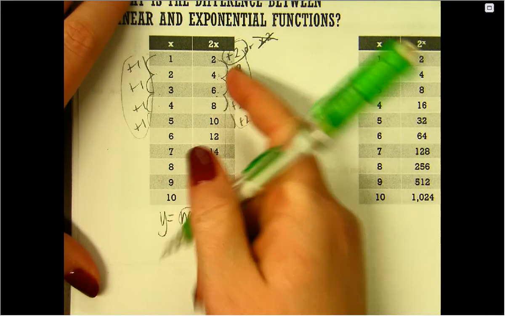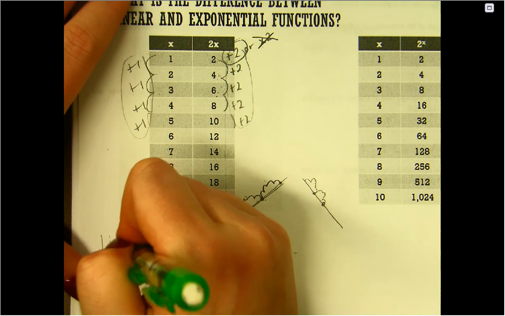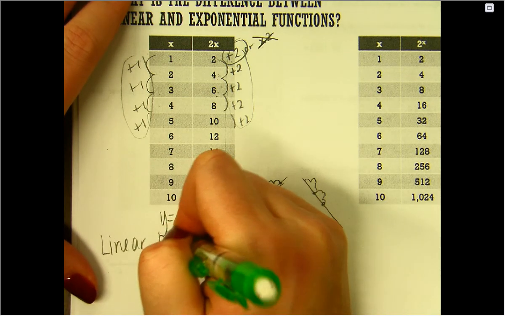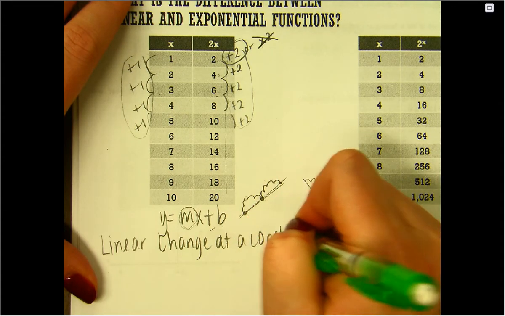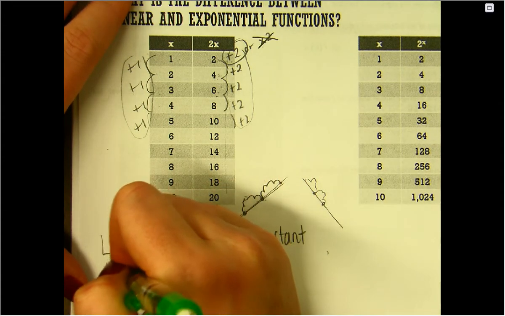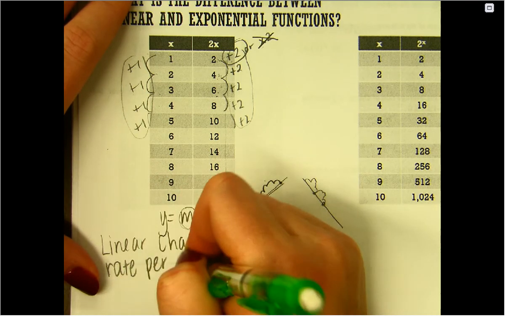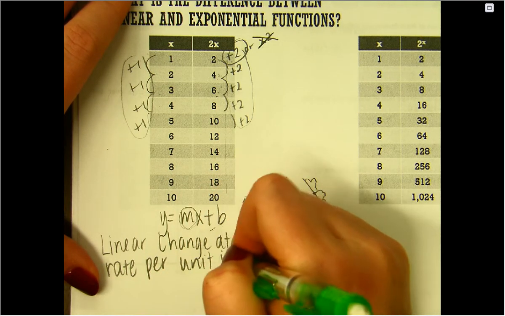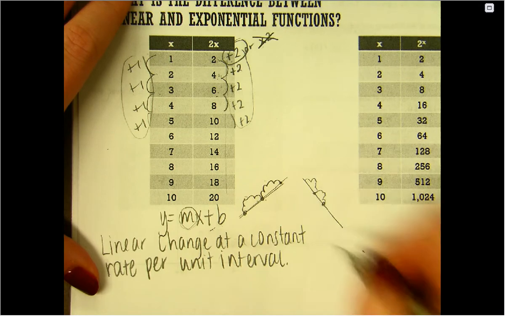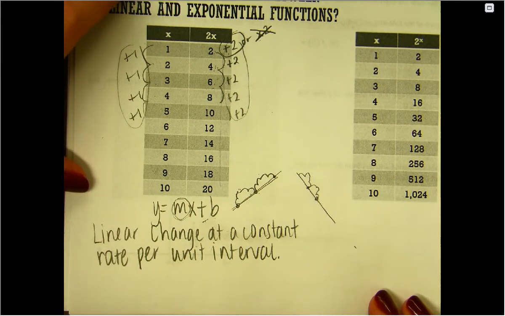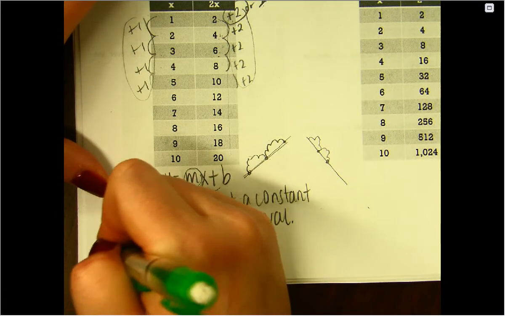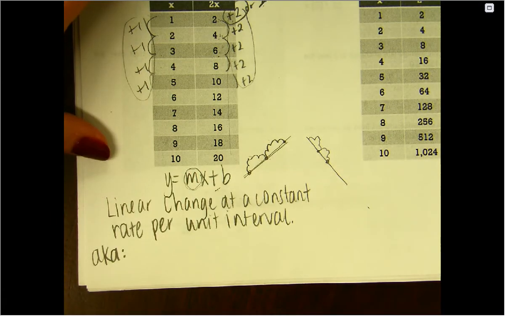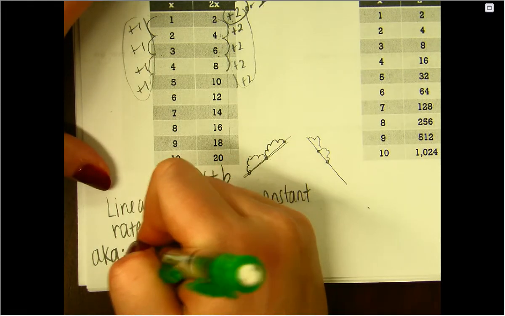So linear functions change at a constant rate per unit interval. Okay, let's put that in language that is more kind, I guess you would say. We're going to say AKA. What's happening is you are adding or subtracting to get to the next term, okay?